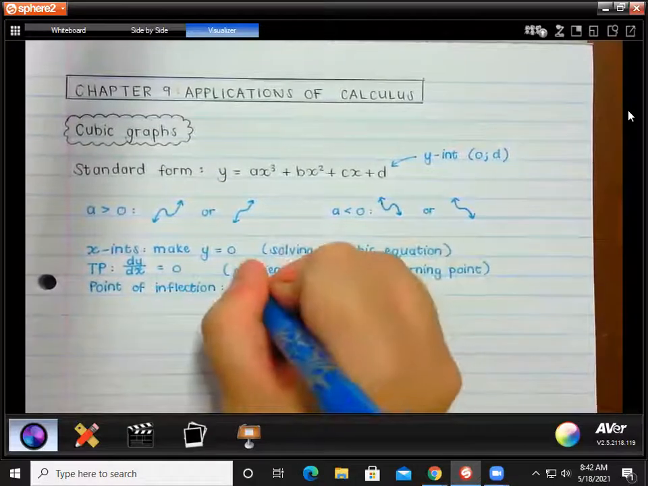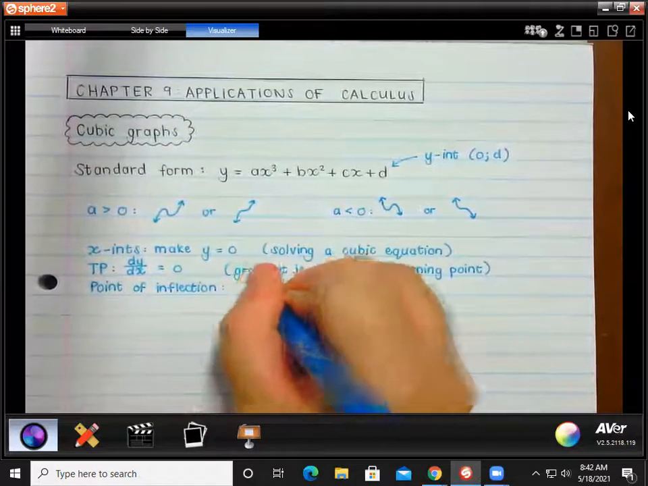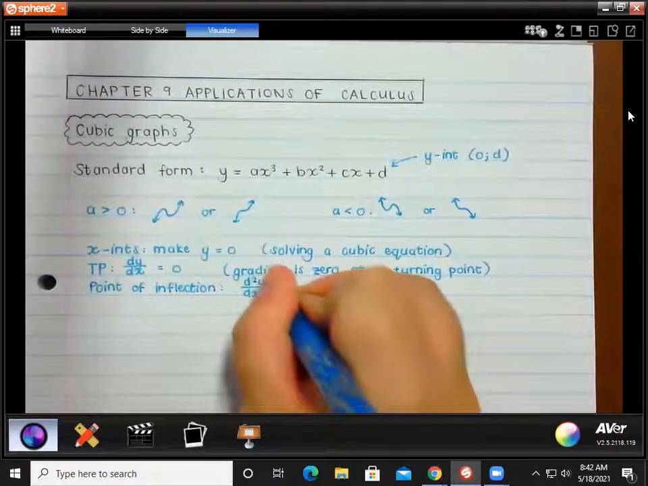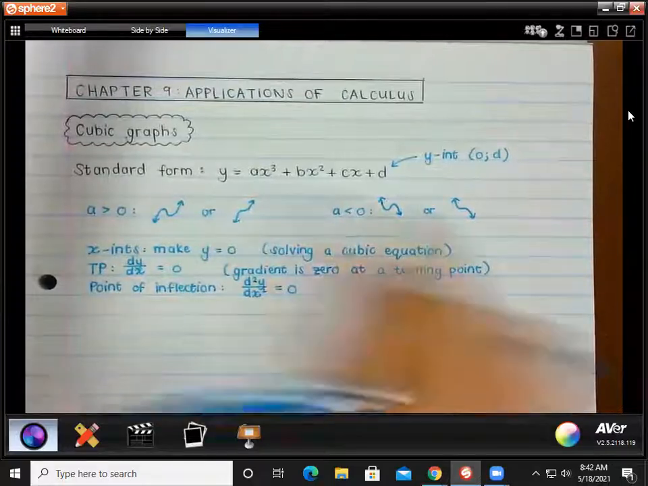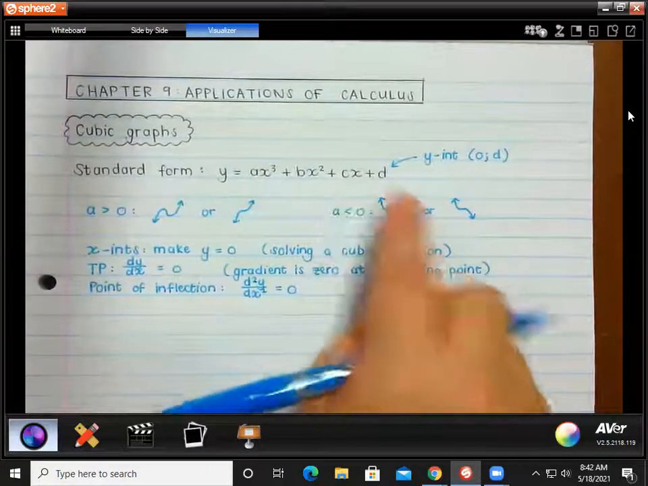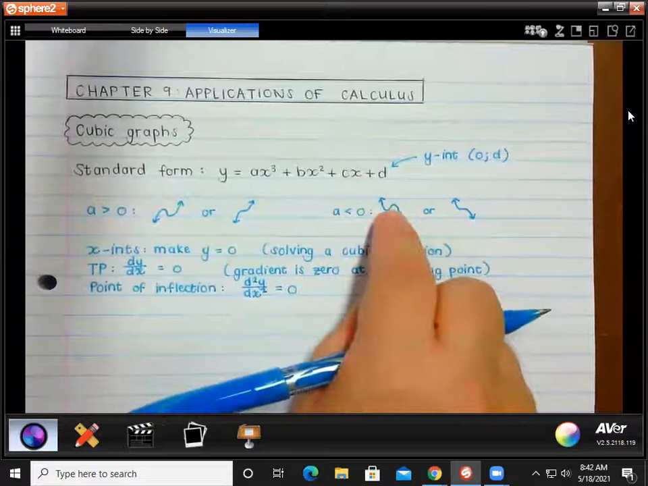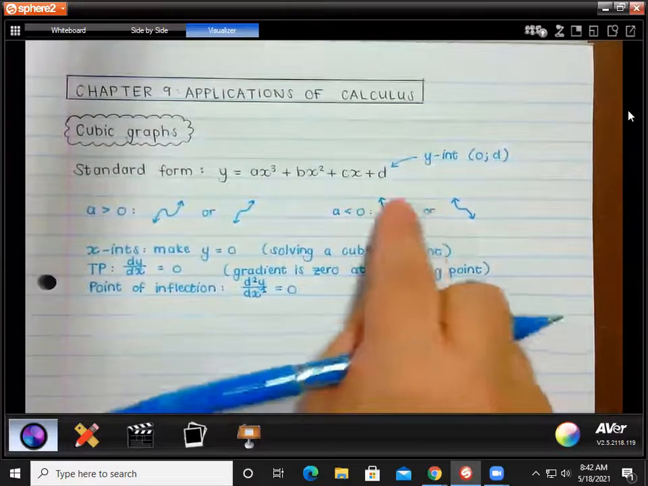Now to get that point, you're going to take the second derivative and make that equal to 0, and then solve for x. Or if your graph is in the other direction, the point of inflection will be where it's going from concave up to concave down.